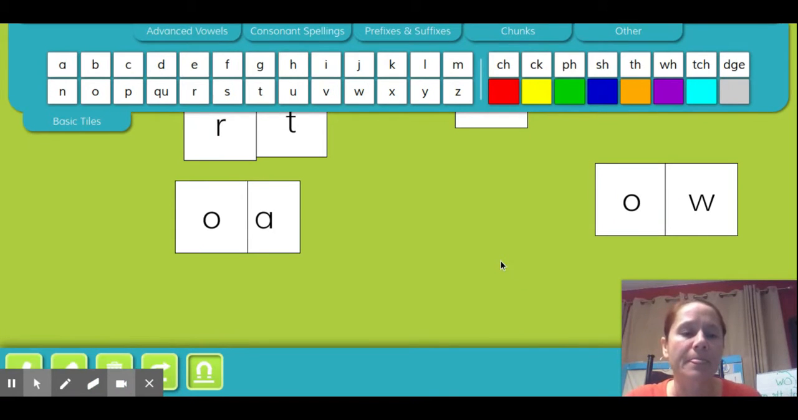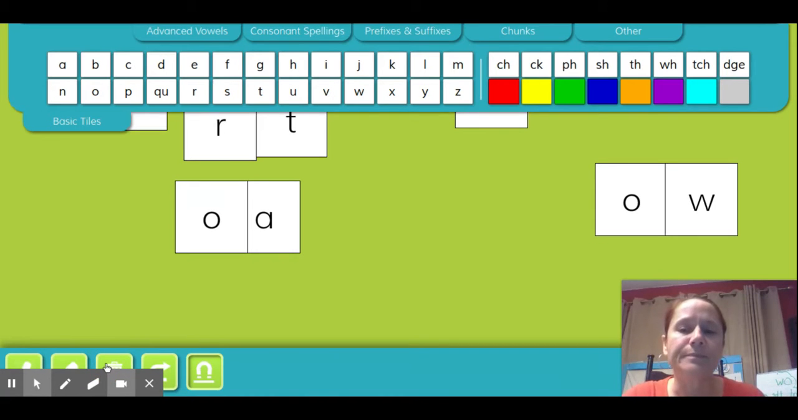How about a bow? Where do you think it's going to go? Now, remember our rules. OA goes in the middle of a word, and you're going to have a beginning sound and an ending sound. OW is going to be at the end of the word when you just hear O. So listen to the word again. Bow. If you picked this one, you are correct. Good job. All right, and we will do one more.